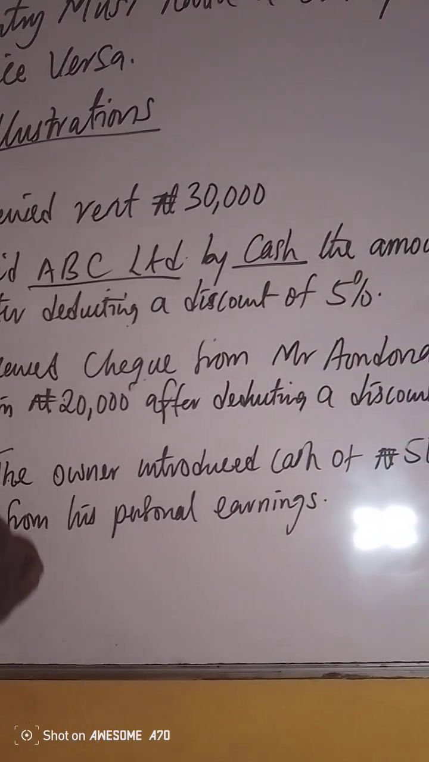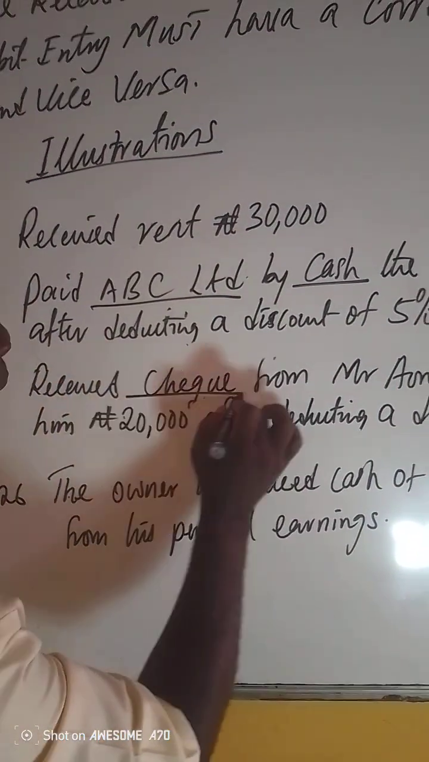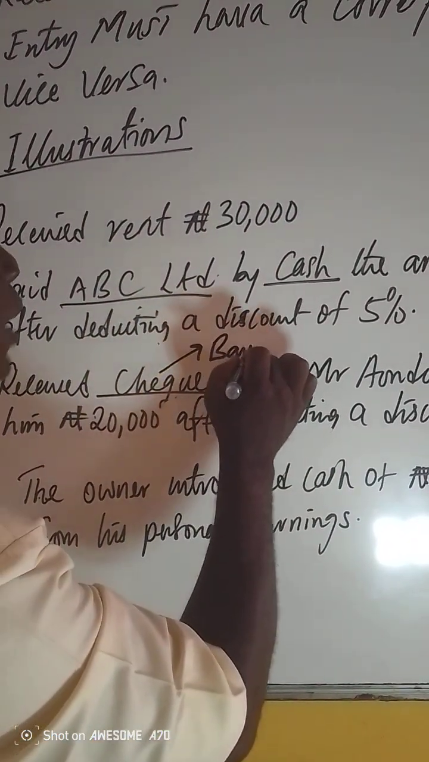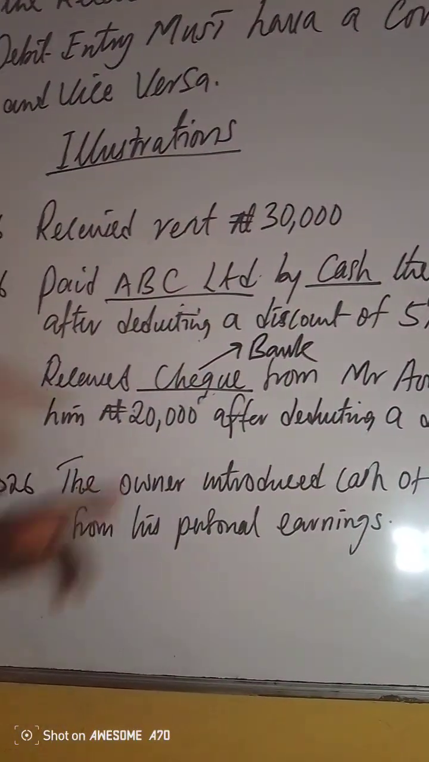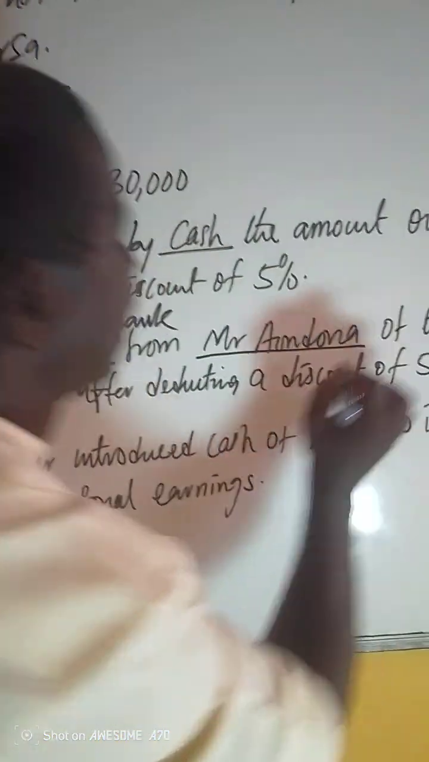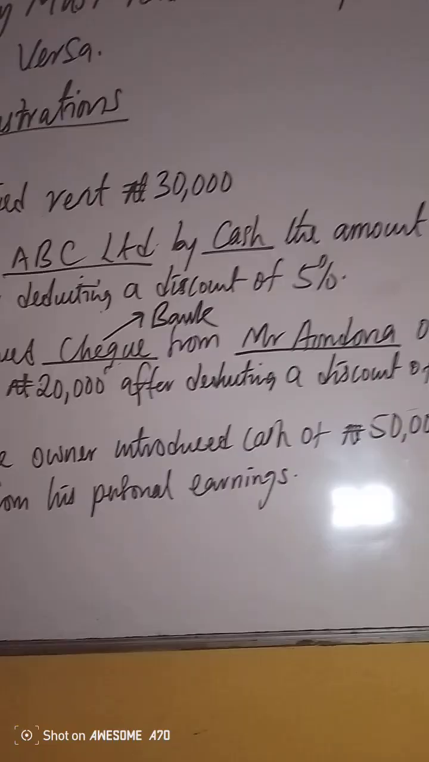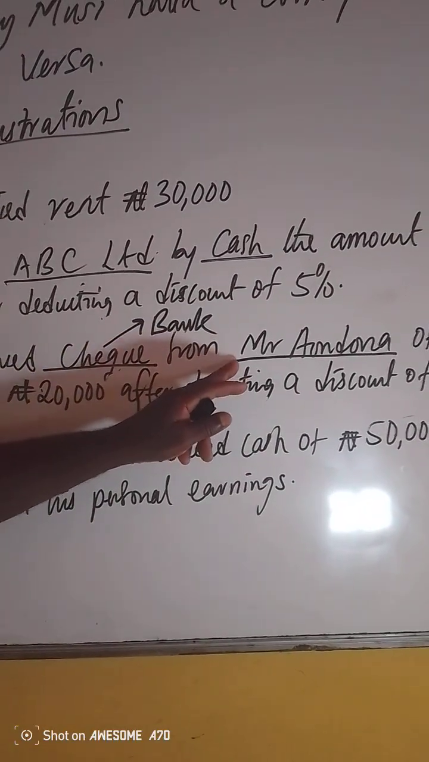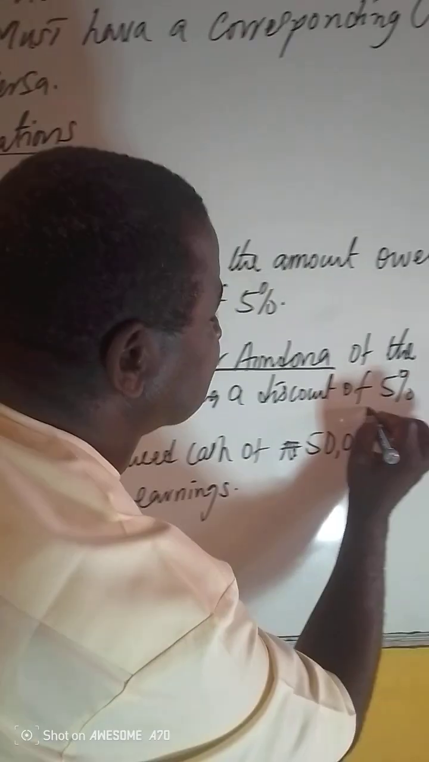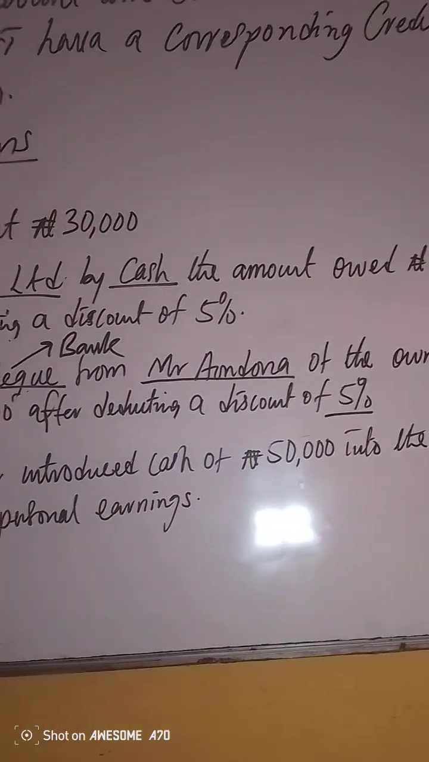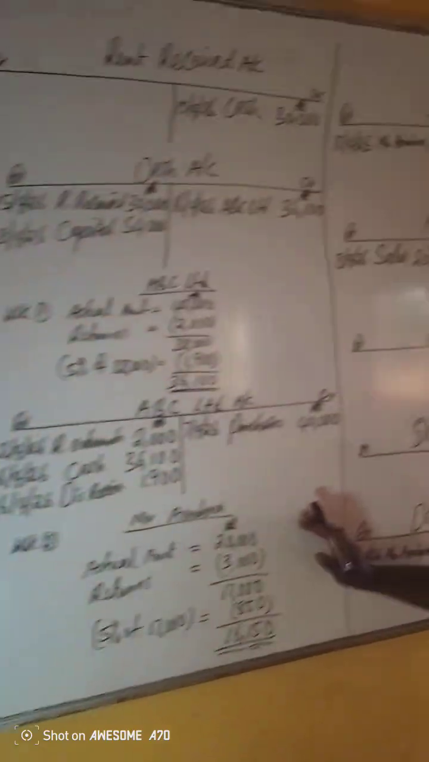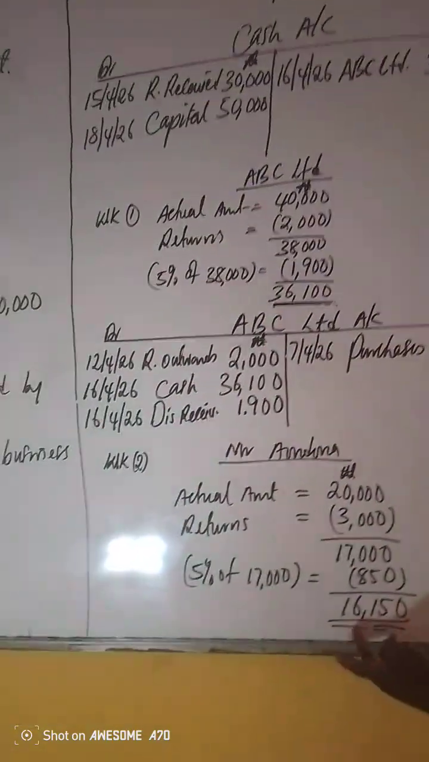Here, the account that receives becomes cheque, but don't use cheque. I emphasized in the previous video, anywhere you see cheque, you should use bank. Then bank becomes the receiver account, while Mr. Onduna becomes the giver account. So Mr. Onduna is giving, while bank is receiving. But there was a discount of 5% in the process of the transaction. Here too, you must demonstrate your working. Otherwise, you don't understand why the payment was 16,150.